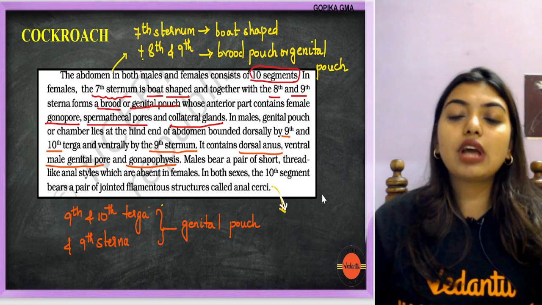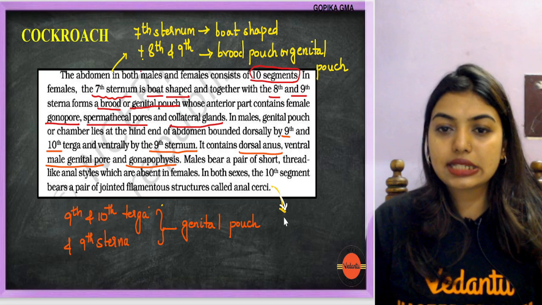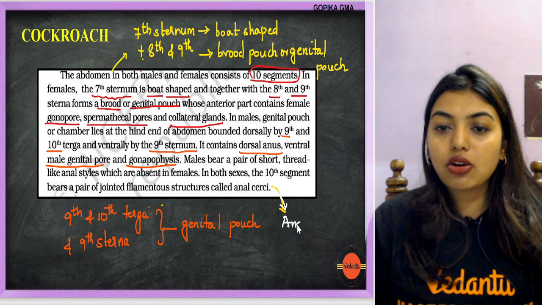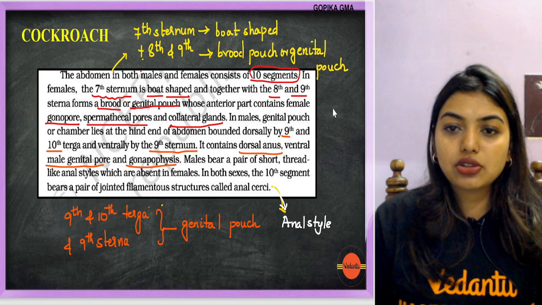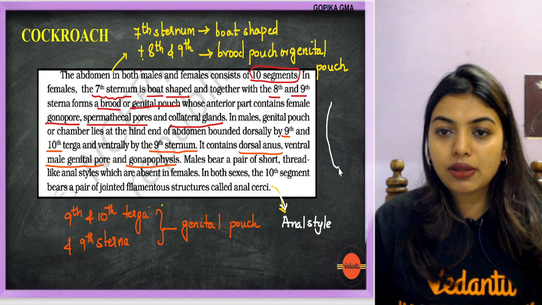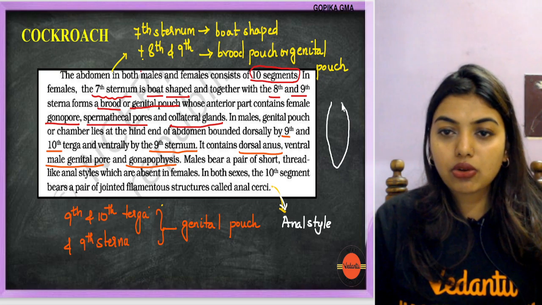So here what is going to happen, students, cockroach also does style, and they have something called the anal style at the end of the abdomen. So let's say if this is the cockroach. Okay, this is the cockroach.